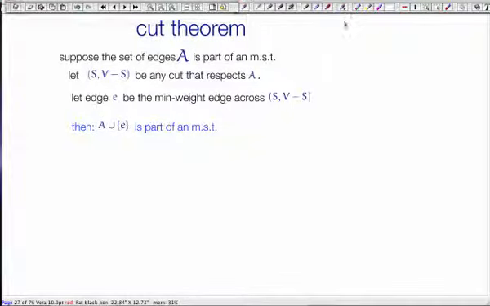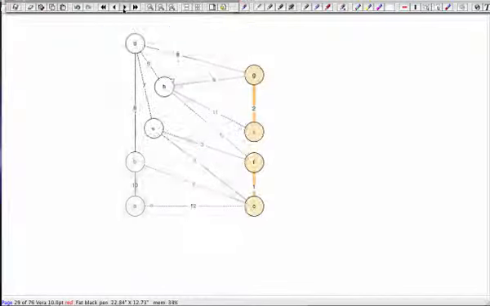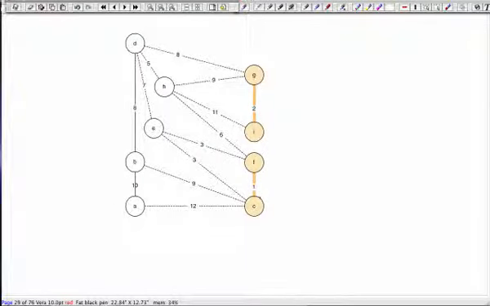Okay, so let's consider an example of the theorem just to get our intuition straight. So remember in Kruskal's algorithm, we are at the spot where we had taken this edge and this edge. Okay? So A is going to be essentially the edges in orange. And I'm just going to redraw this graph so that the cut theorem becomes a little bit clearer. So between these next two slides, all I've done is taken these orange ones and put them in a straight line on the right side, and the rest of the nodes are on the left side. So this is A right here.